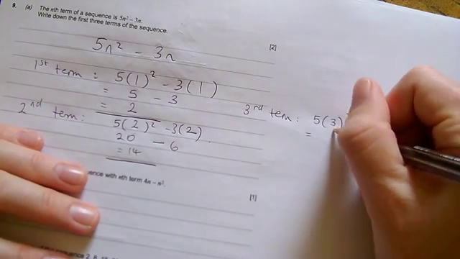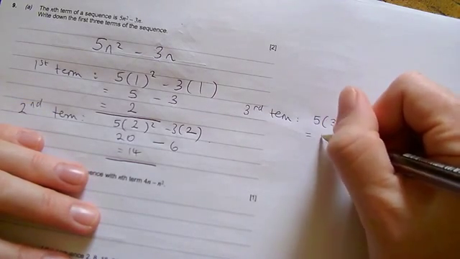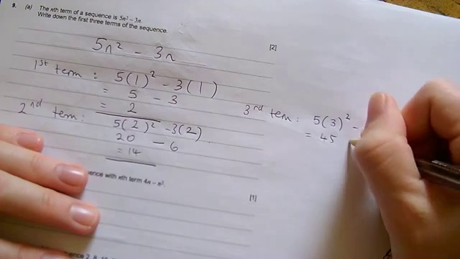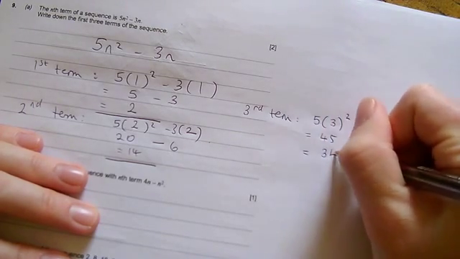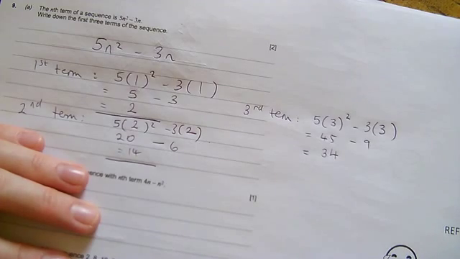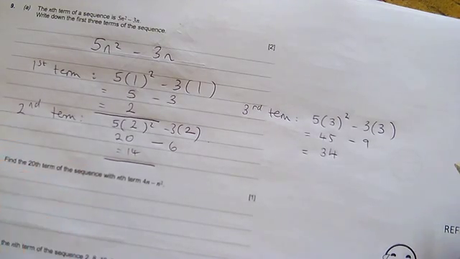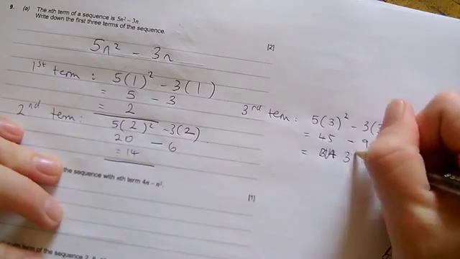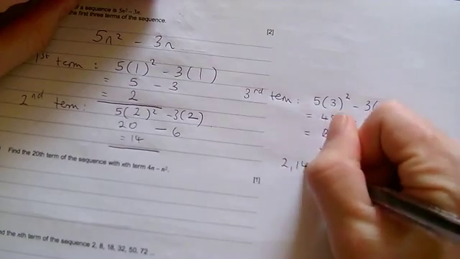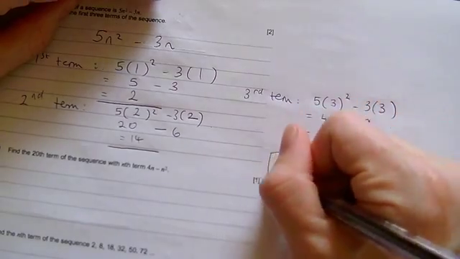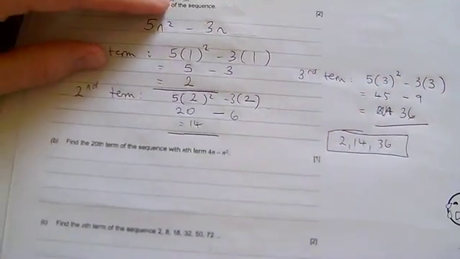3 squared is 9. 9 times 5 is 45. Take away 3 times 3, which is 9. 45 take away 9 is 34. Okay? No, it's not. It's 36. Okay, and I could write those out really neatly, say 2, 14, 36, if I wanted to, and put a box around it to make it really stand out.